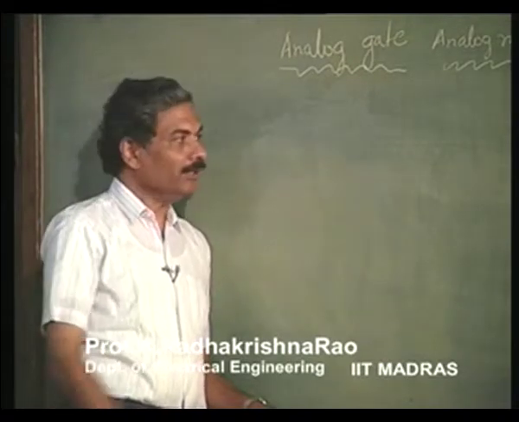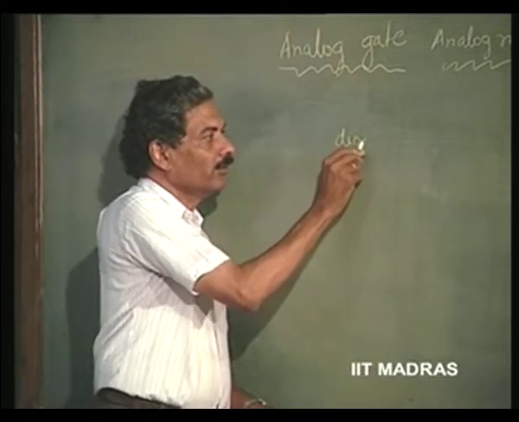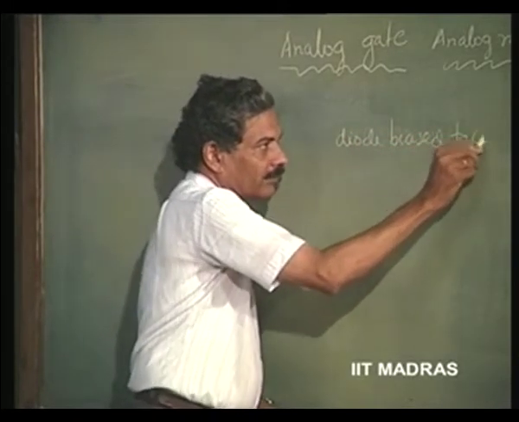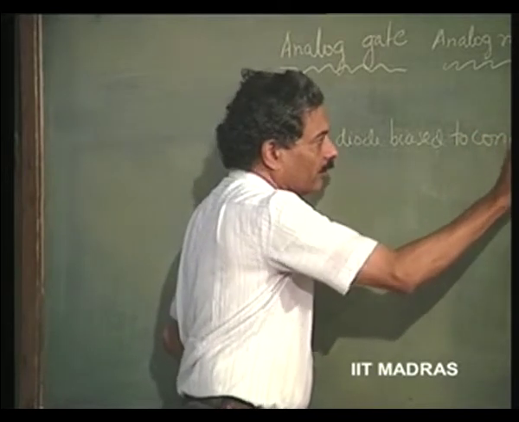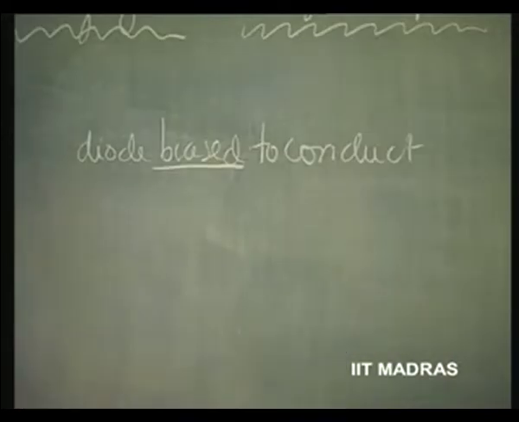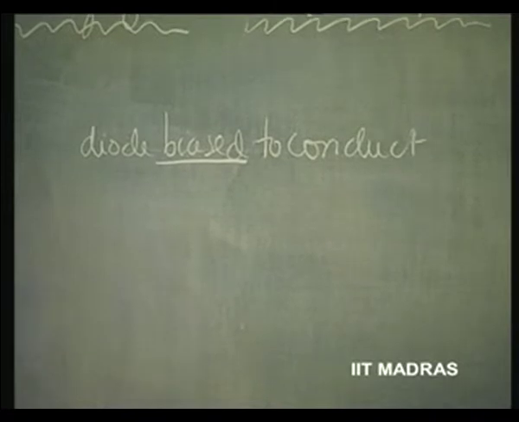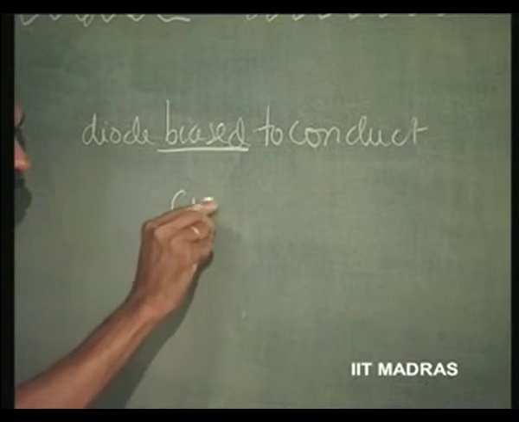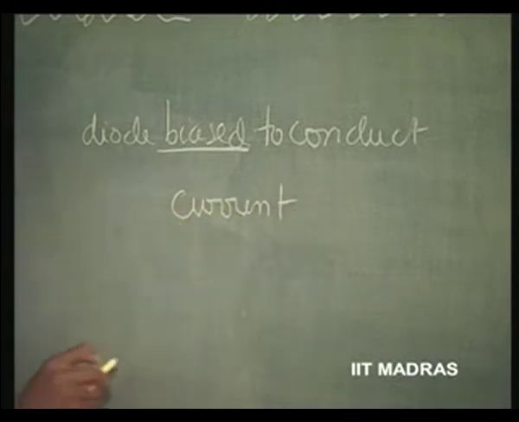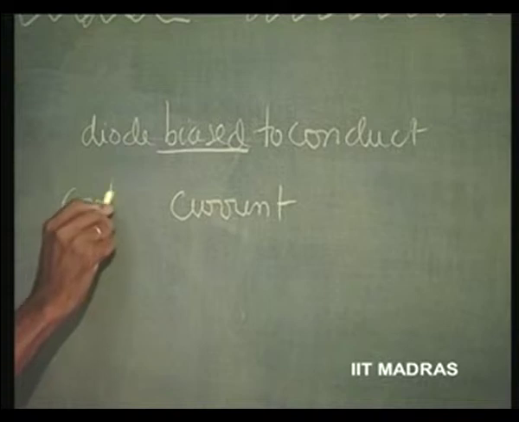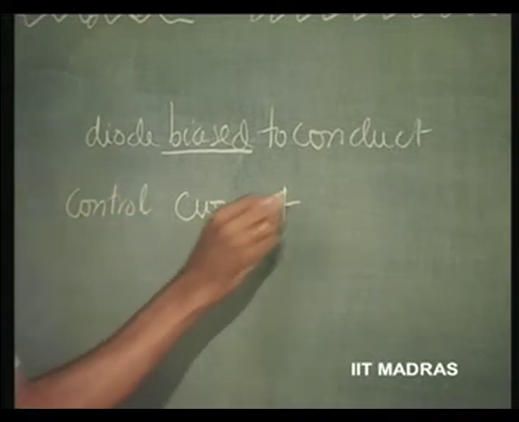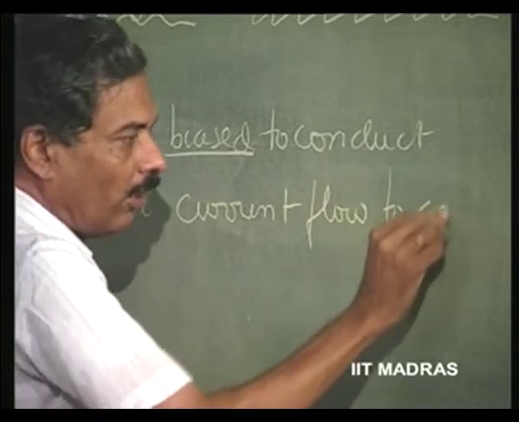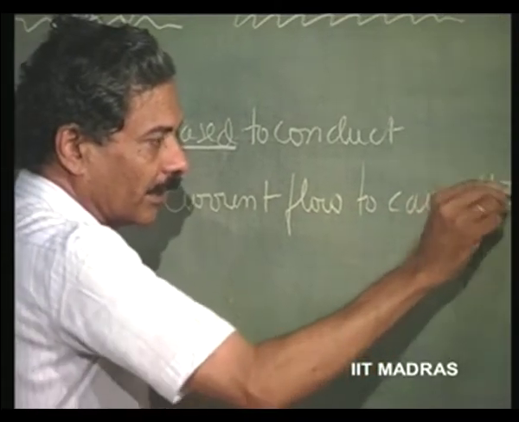The diode therefore should be biased to conduct. We know how to bias a diode to make it conduct. We have seen last time that by making a current flow. So, we will have a control current flow to cause the diode to conduct.